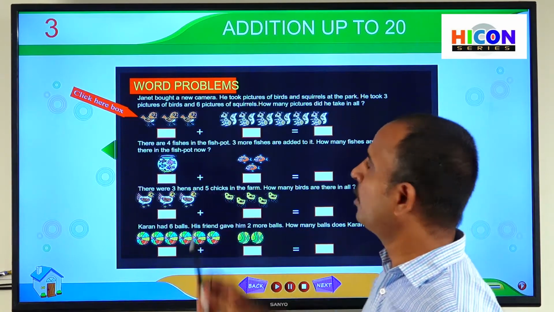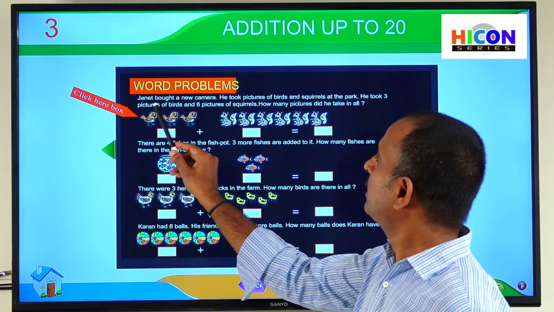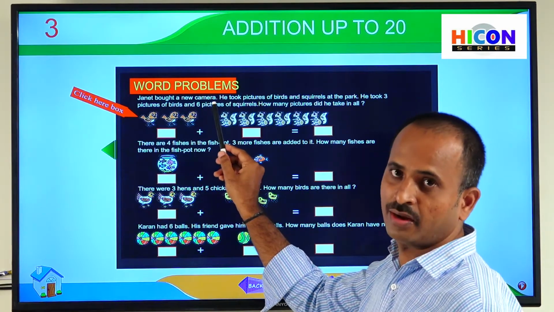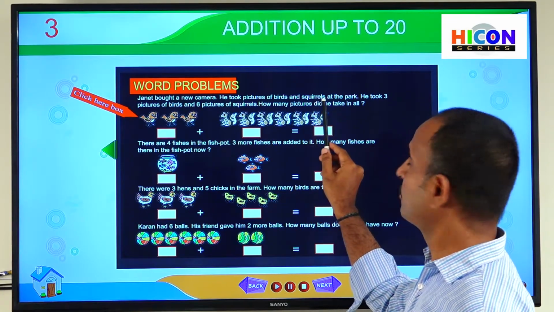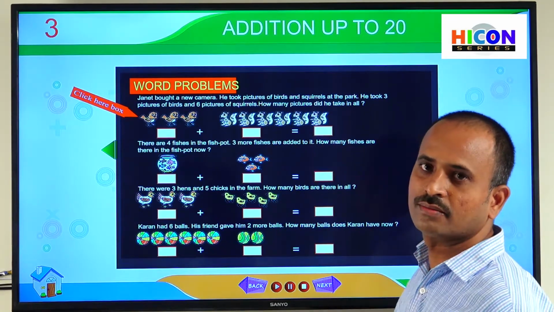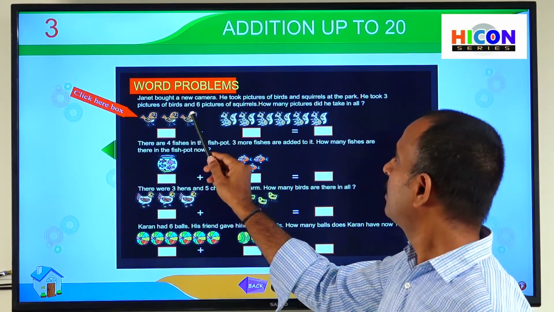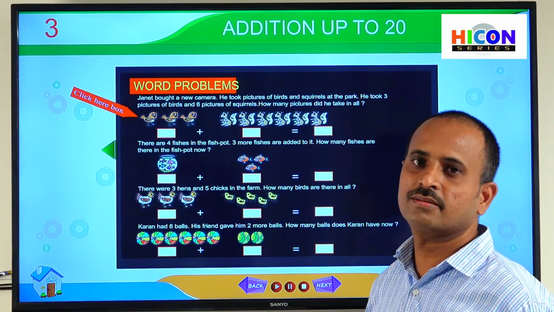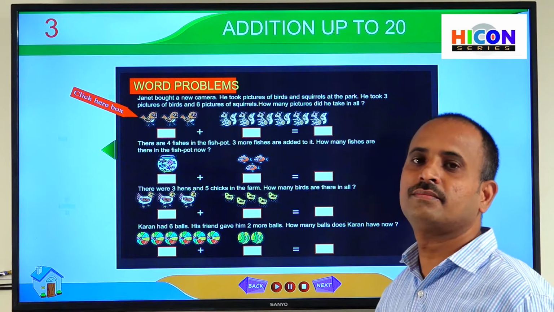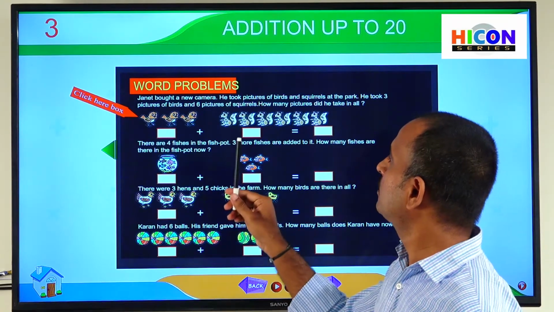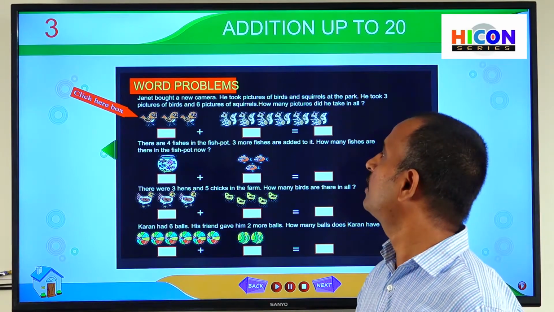So read the first problem. Children, so what is the first problem? Janet bought a new camera. He took pictures of birds and squirrels at the park. He took 3 pictures of birds and 6 pictures of squirrels. How many pictures did he take in all? So children, in this problem, first read the problem until you understand it.